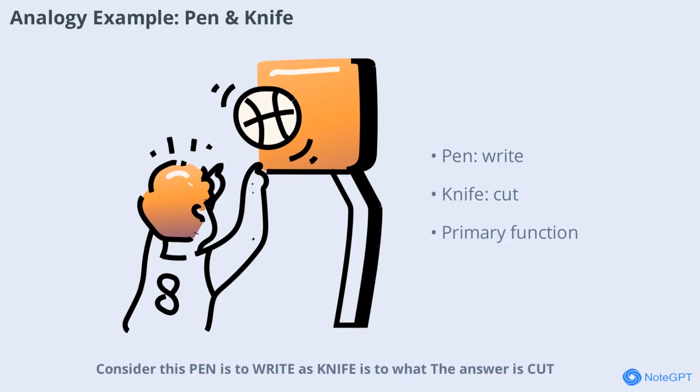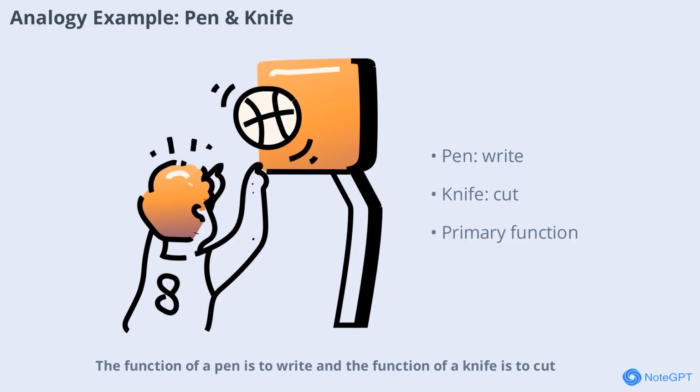Consider this. Pen is to write as knife is to what? The answer is cut. The function of a pen is to write, and the function of a knife is to cut. This analogy focuses on the primary use or function of each object. Always look for what the item is mainly used for when solving such analogy questions.